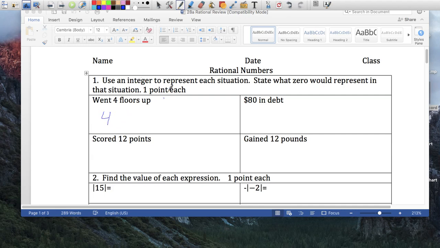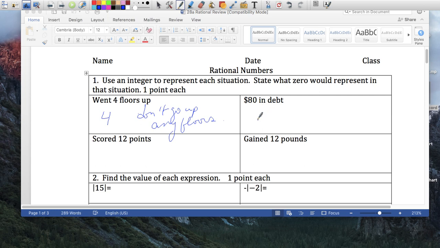What 0 represents here, it would be that in this case you don't go up. You're not on the ground floor. It just means that 0. If it's 0, you don't go up. Let me just write that. Don't go up, and your floor is right. You stay where you are. That's what I should have written. Just stay where you are.